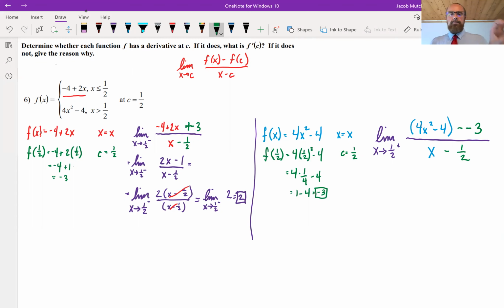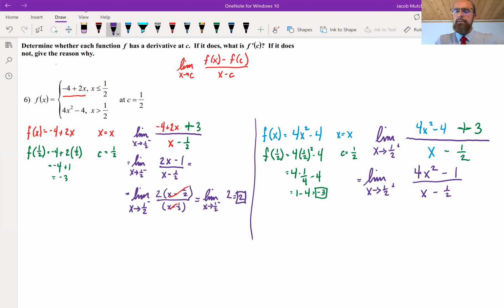So just like we'd set up the left-hand approach, we've set up our right-hand approach. Now we need to simplify. So this equals the limit as x approaches 1/2 from the right. In my numerator, again, I can let those parentheses vanish, and we'll call minus -3 plus 3. So the way that this combines is a numerator of 4x squared, -4 plus 3 is -1, and that's all over x minus half.